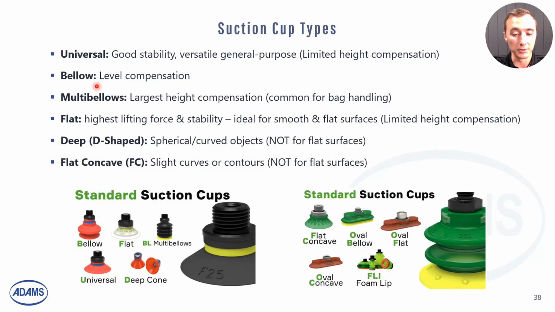The bellows type is where you can have a single bellows, as you can see here in the top left. That's going to give you a little bit of height compensation while still giving you a fair amount of stability.